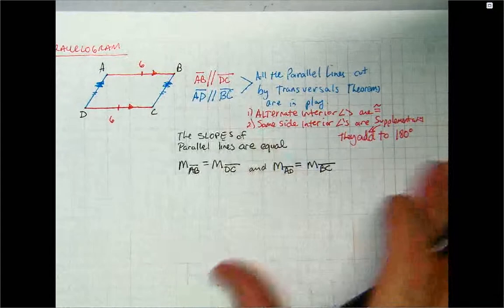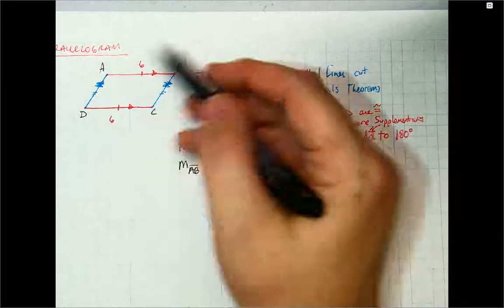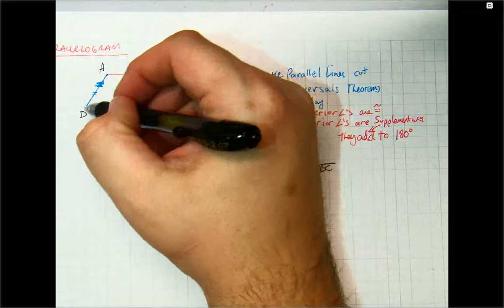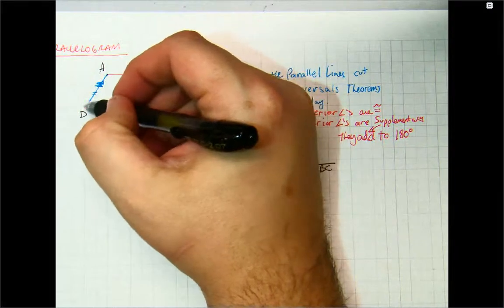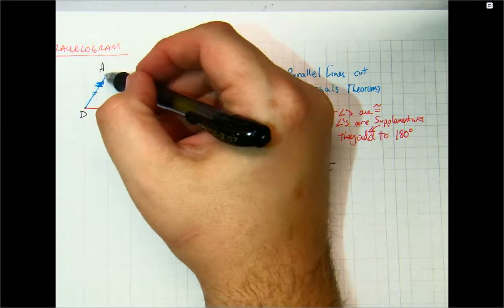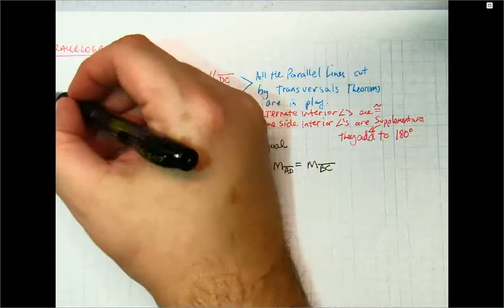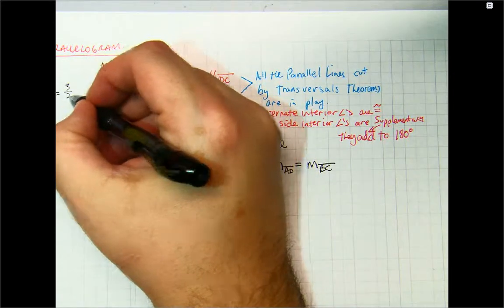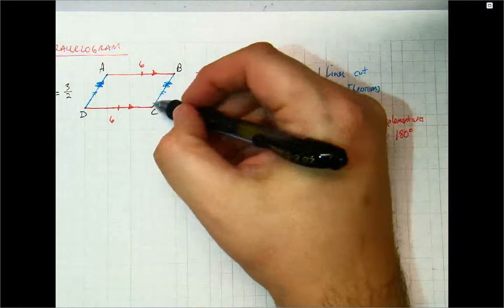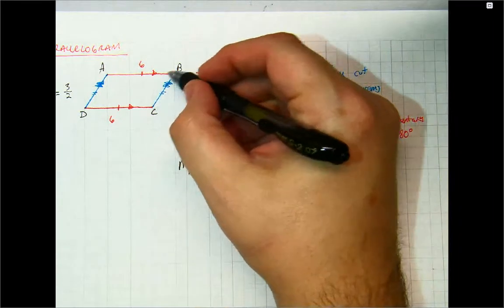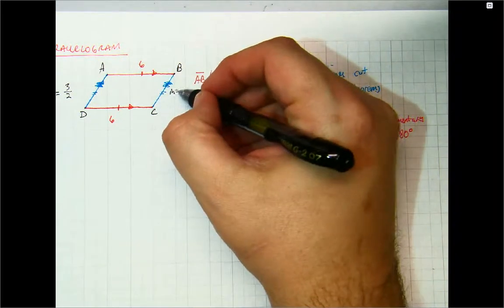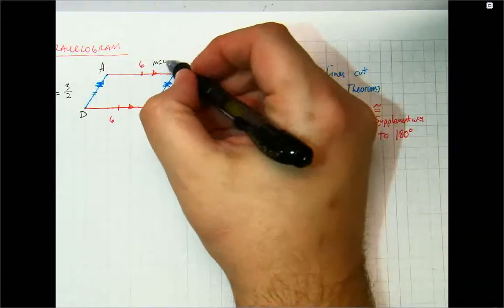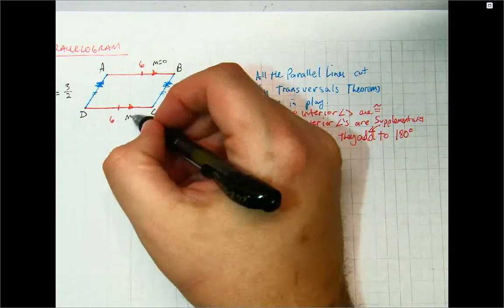And the slope of these two lines, AD and BC. We could always check: to get from D to A, we go up 3, right 2. So the slope here is 3/2. The slope here, up 3, right 2, is 3/2. Here the slope is 0 because it's a horizontal line. And here the slope is 0 because it's a horizontal line.